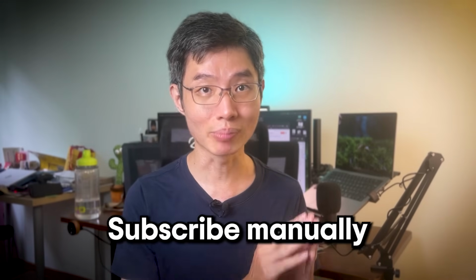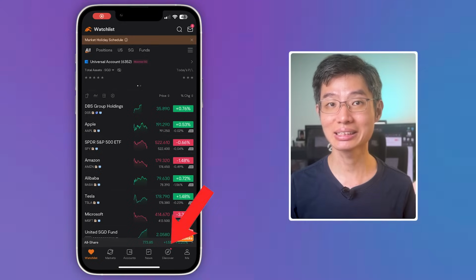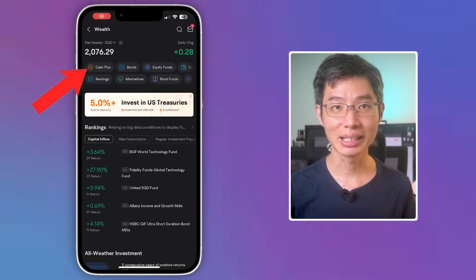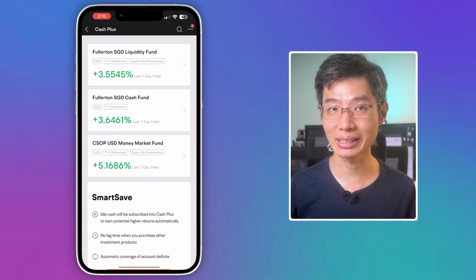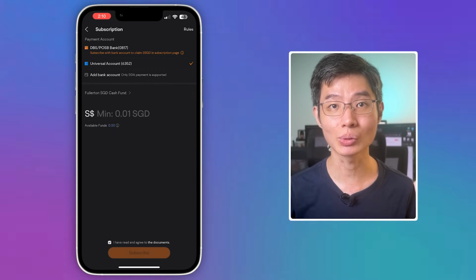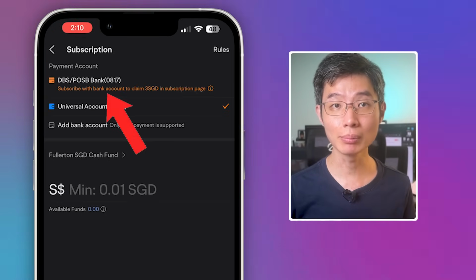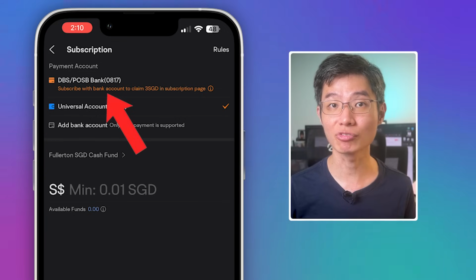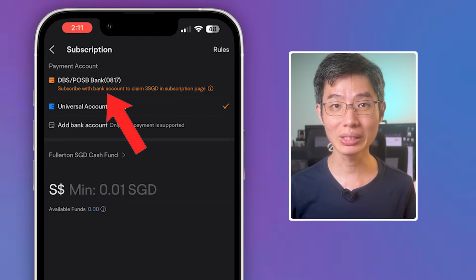Now, let's say you want to invest in Moomoo Cash Plus. Here are 3 ways to invest in it. The first way is to subscribe to the fund manually. To do that, you can just tap on Discover, Cash Plus, tap on the fund that you want to invest in, tap Subscribe, and here, just enter how much money you want to invest. What's nice is that Moomoo lets you deduct the funds directly from your bank account, thereby saving you the hassle of manually transferring the funds over.